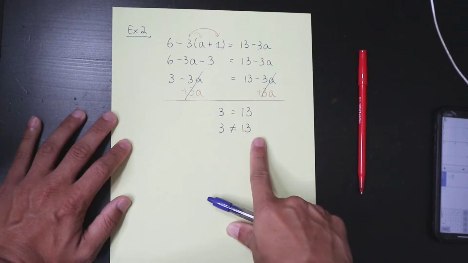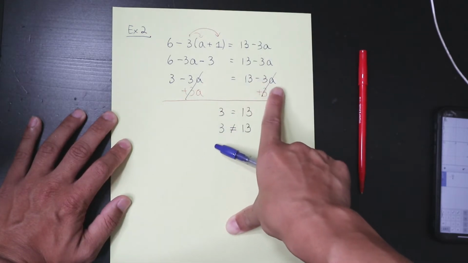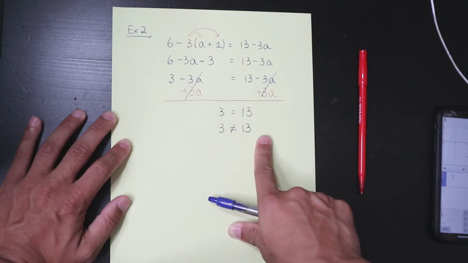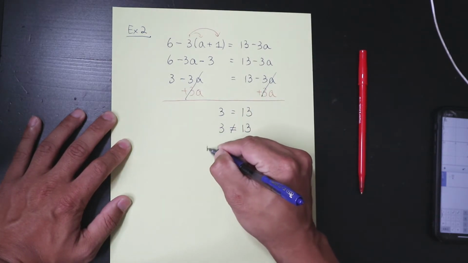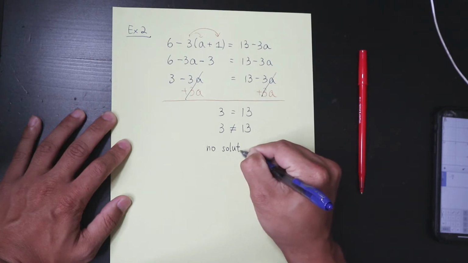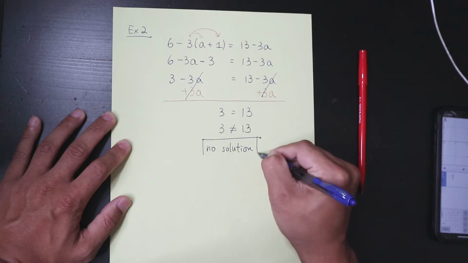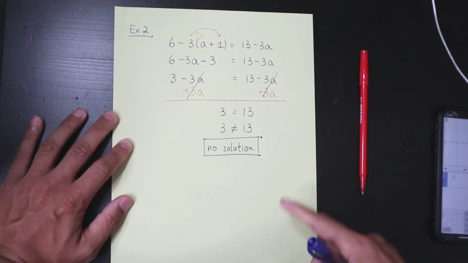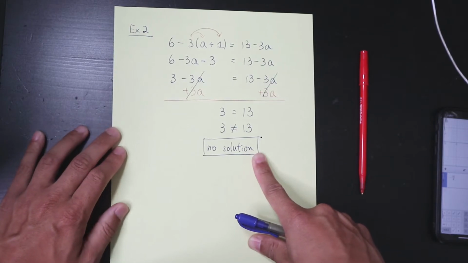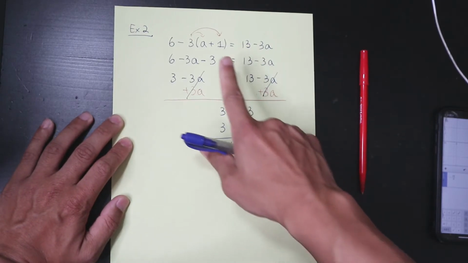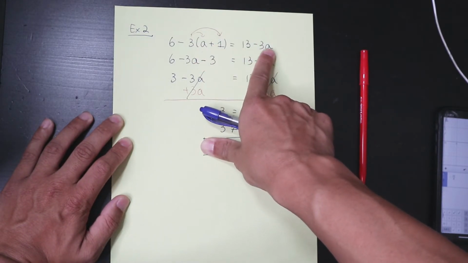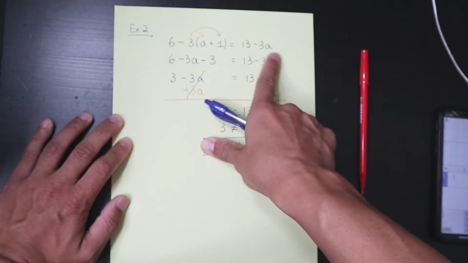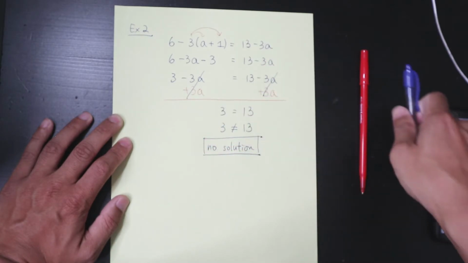So if you see something like this where the variable disappears because they all cancel out and you're left with two numbers that are different and not equal to each other, you call this situation no solution. So again, it's not a numerical answer, but your answer is going to be no solution. And here's the reason why. It doesn't matter what number we picked, there's no way that the left side of the equation was the same as the right side of the equation. There's no answers for that.